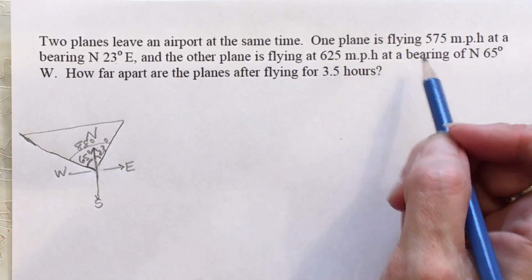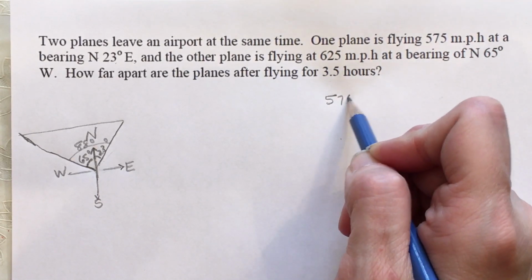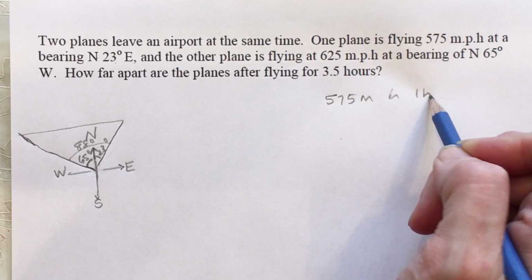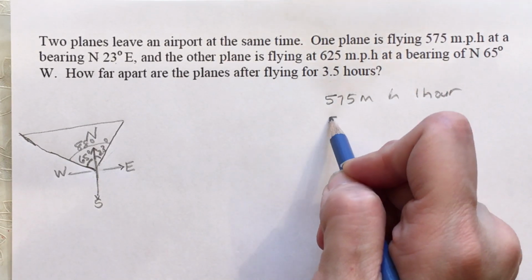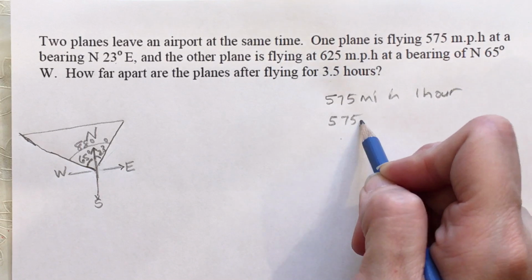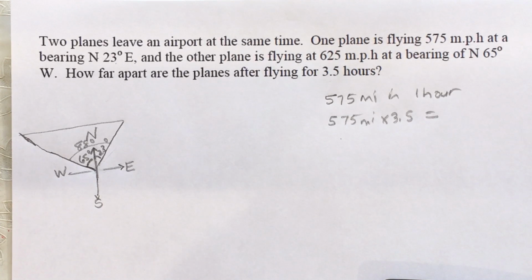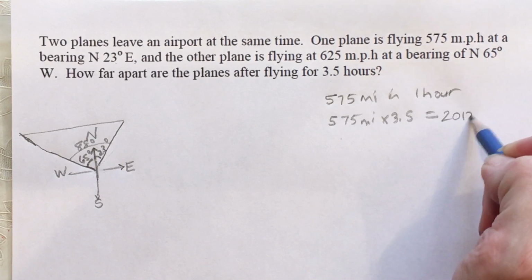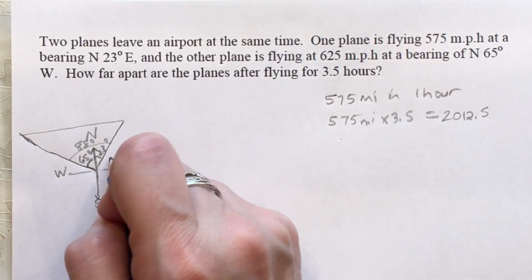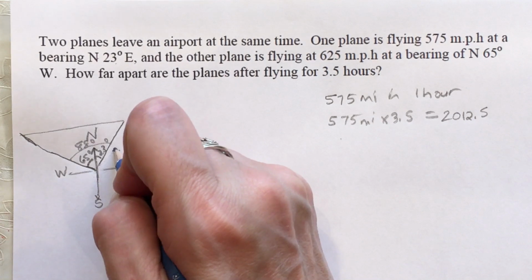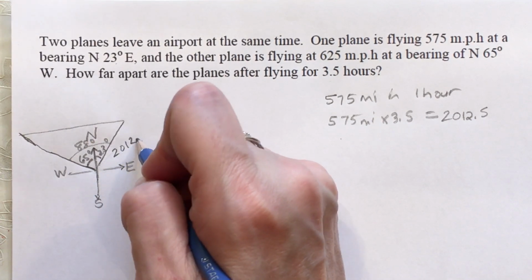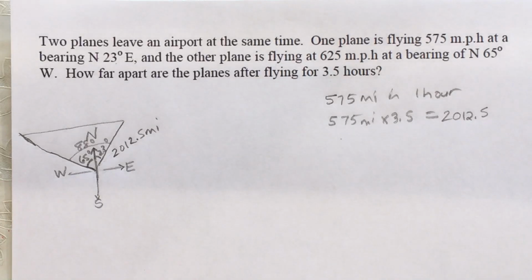We also know, okay, so if a plane flies at 575 miles in 1 hour, then it'll fly 575 miles times 3.5 in 3.5 hours. So 575 times 3.5 gives me 2012.5 miles. So that means this first plane has gone 2012.5 miles in 3.5 hours.